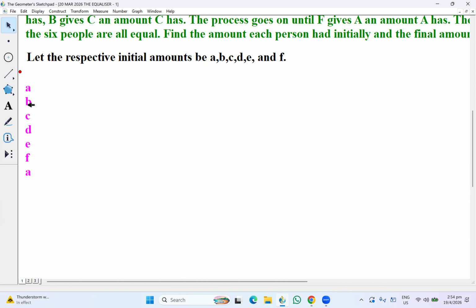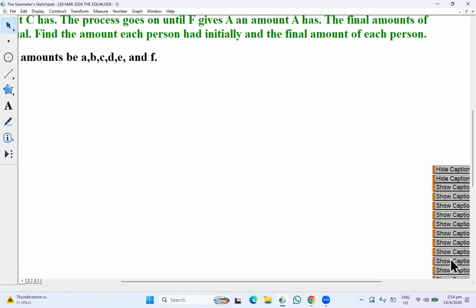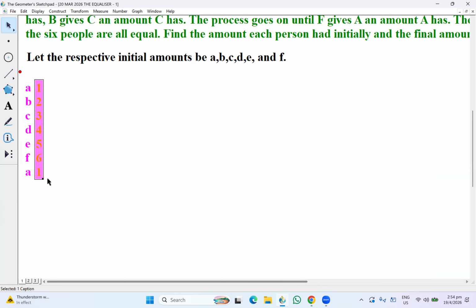So A gives to B, B gives to C, C gives to D, D gives to E, E gives to F, and then F gives to A. It's easier to use 1, 2, 3, 4 so they can see the pattern. Using the letters, you cannot see. The 1 gives to 2, 2 gives to 3, 3 gives to 4, 4 gives to 5, 5 gives to 6, 6 gives to 1.